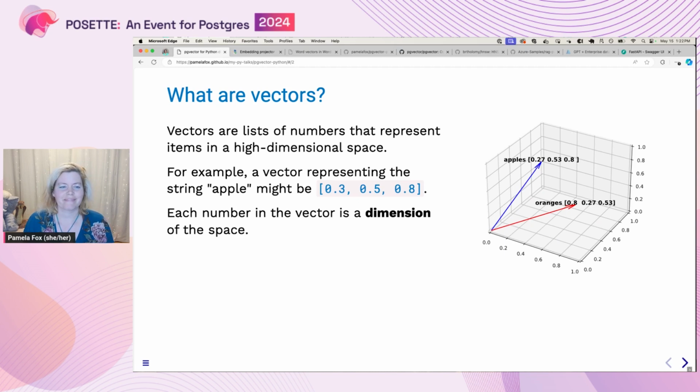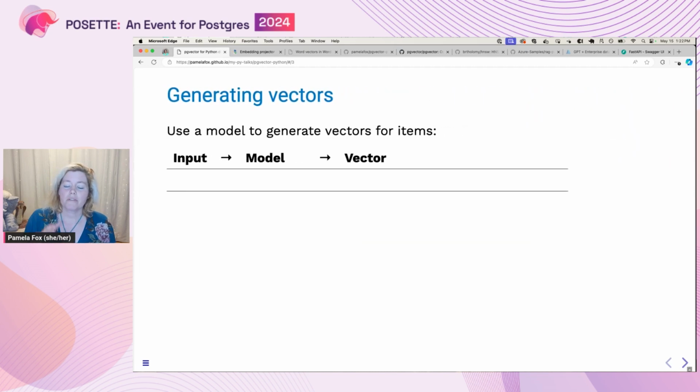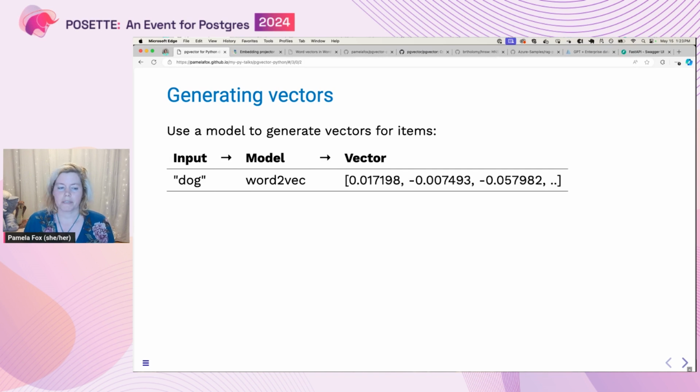So we use a model in order to generate a vector for a particular piece of content. For example, we could take the word dog, and then we pass it through this machine learning model. We could use a word-to-vec model. That is one way of generating embeddings for single words. And then we get back a vector, and that's the list of floating point numbers. We could do the same thing for other words here, like cat, and we get back a different list of floating point numbers.